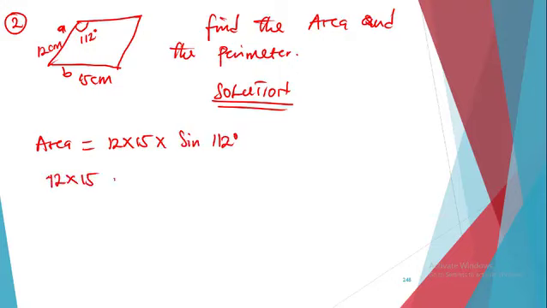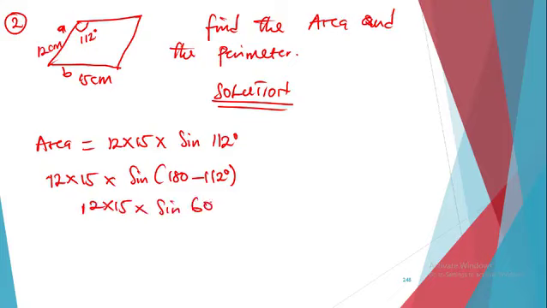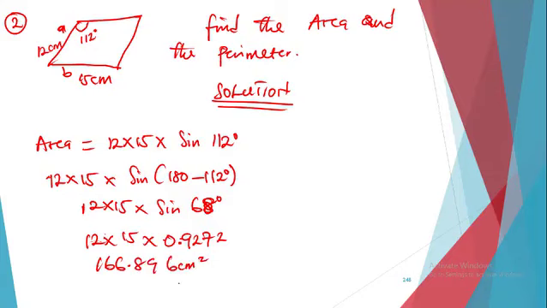12 times 15 times sine 180 minus 1120. Have this times sine 68 degree. We have 12 times 15 times sine 68 will give us 0.9272, and then we have our answer to be 166.896 cm squared.